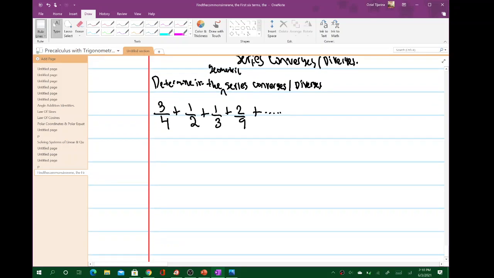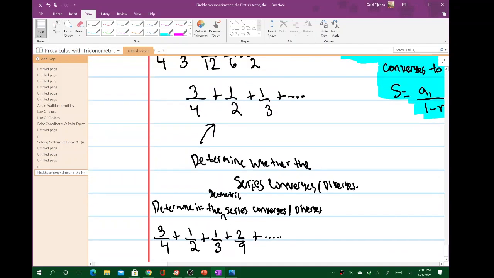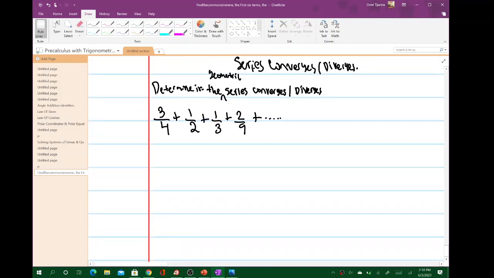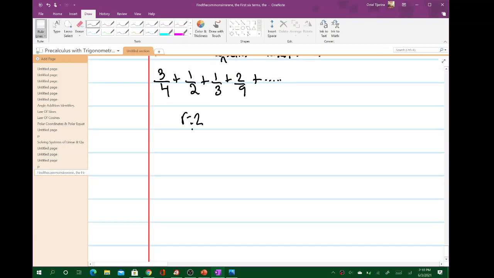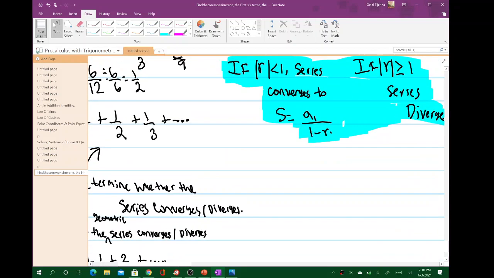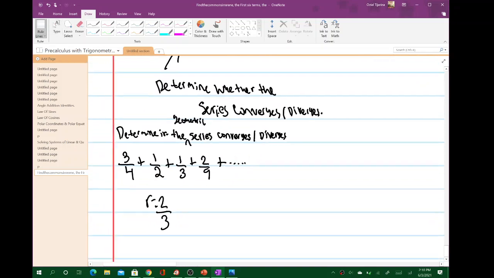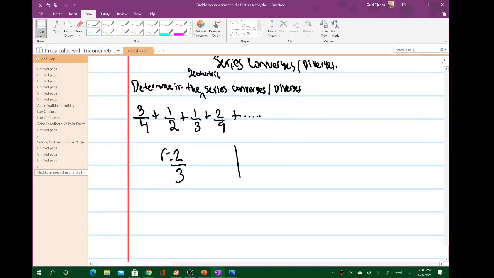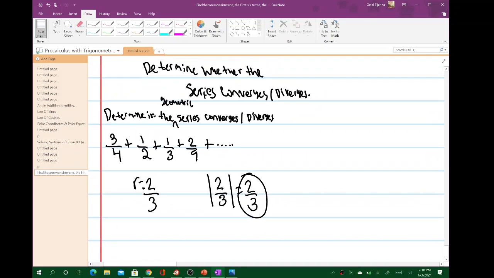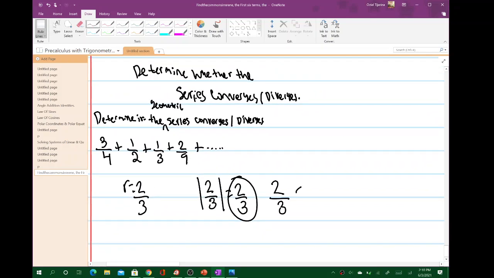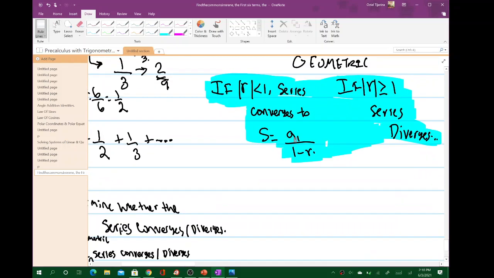Now, to know that, of course, we have to know what the common ratio is. We already know the common ratio. The common ratio is 2/3. So r equals 2/3. Now, what did we say over here? We said that if the absolute value of r, so let's take the absolute value of 2/3, that's just 2/3, right? And that is less than 1. So that means that the series converges to this formula here.